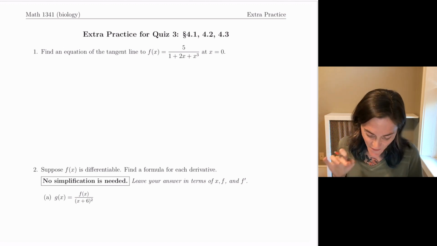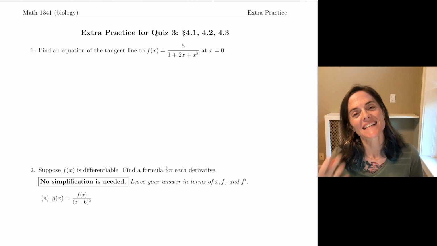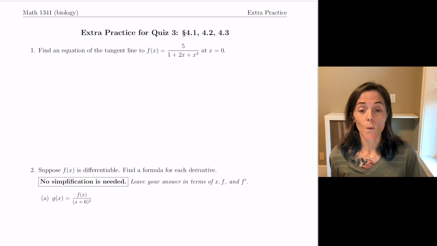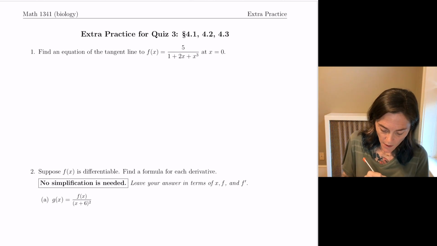Now, let's move into the extra practice. Everything we just practiced, we're going to need here. The first one, find an equation of a tangent line. Well, wonderful. We had this on our last quiz.